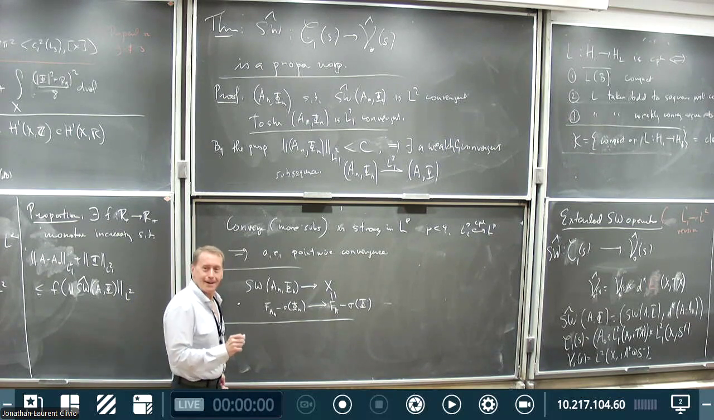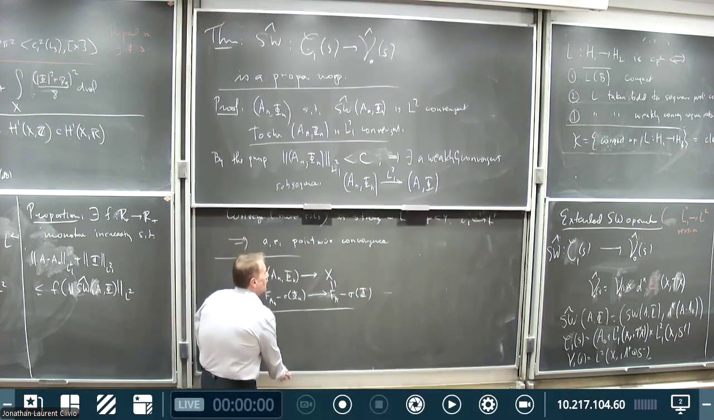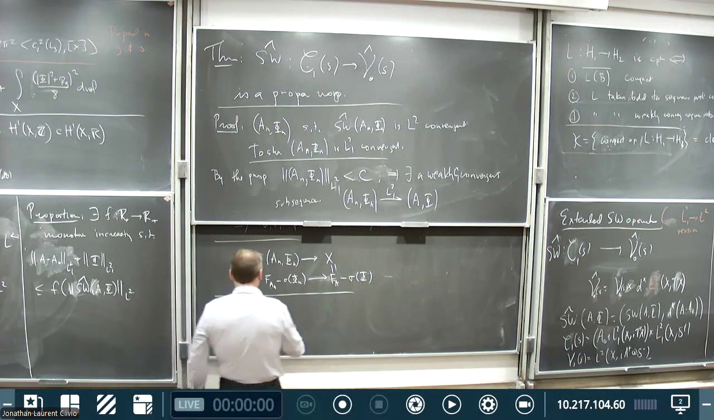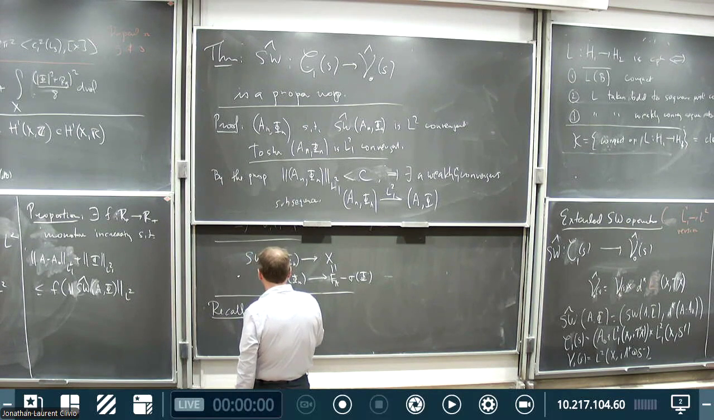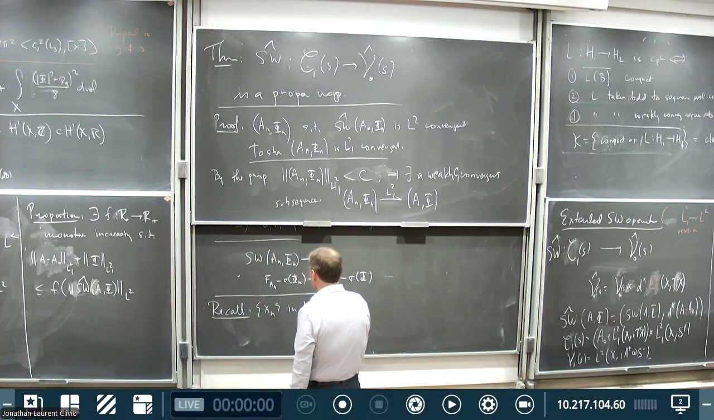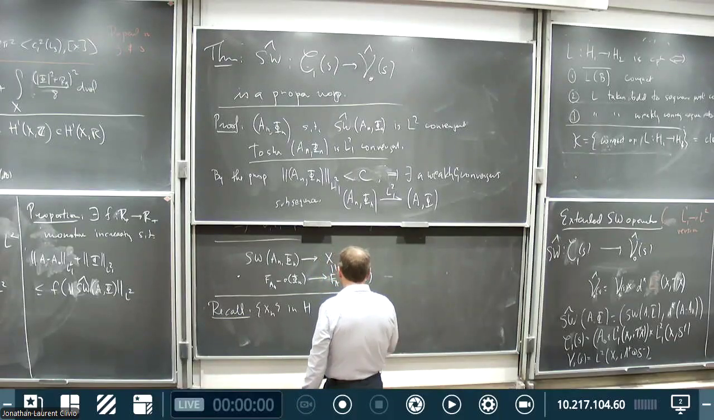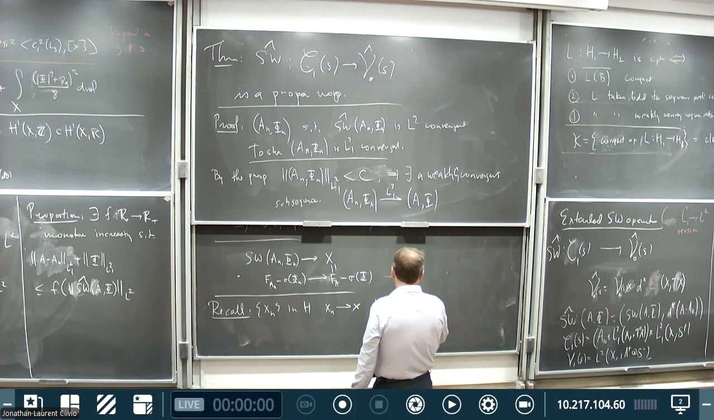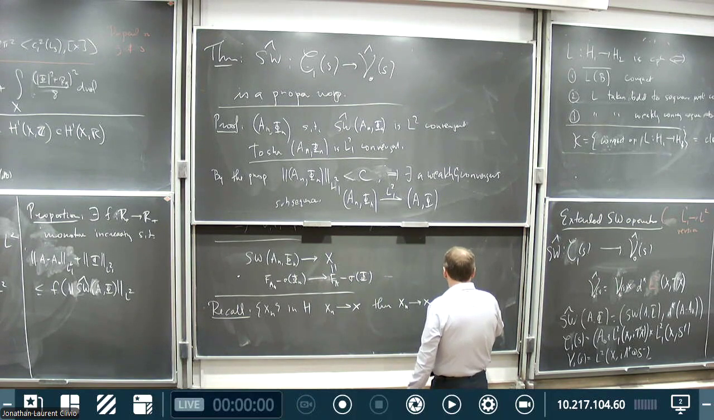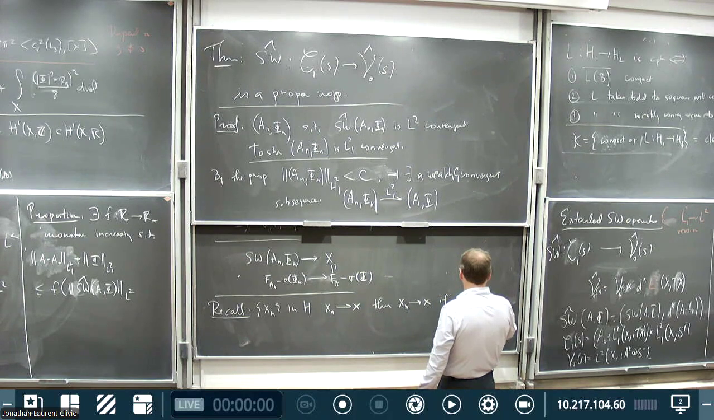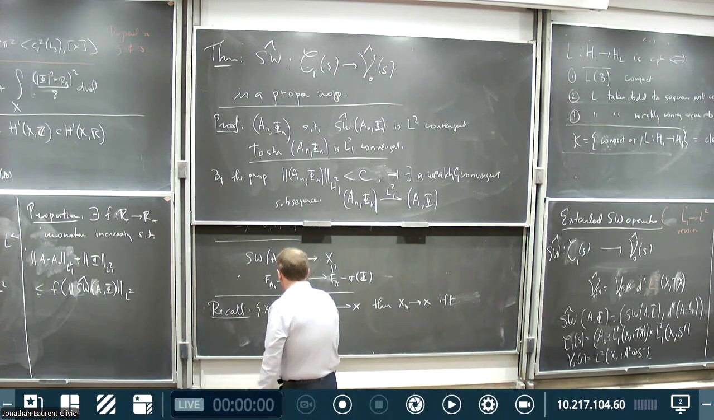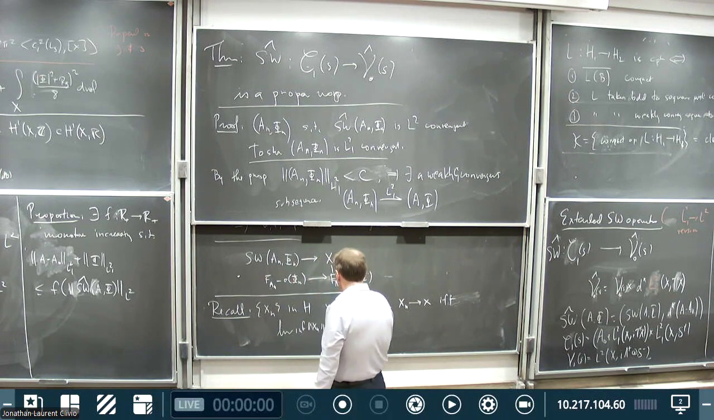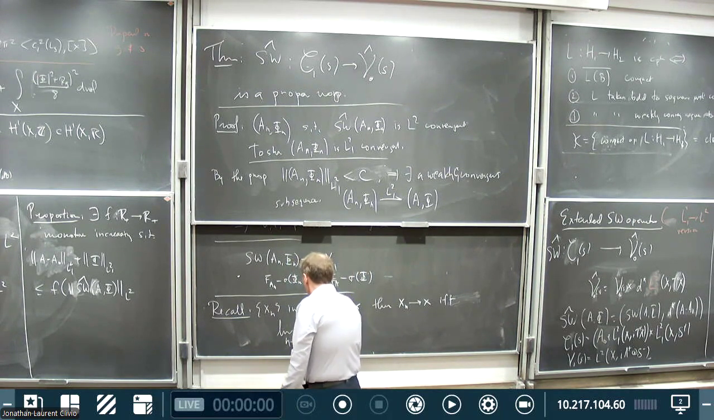Well, so once again, giving you the benefit of the doubt, recall that if we have a sequence Xn in a Hilbert space, and Xn converges weakly to X, then Xn converges strongly to X if and only if the lim inf of the norm of Xn is equal to the norm of X.